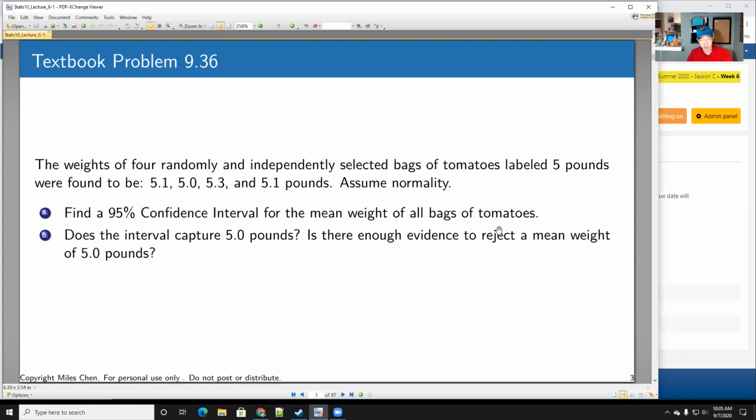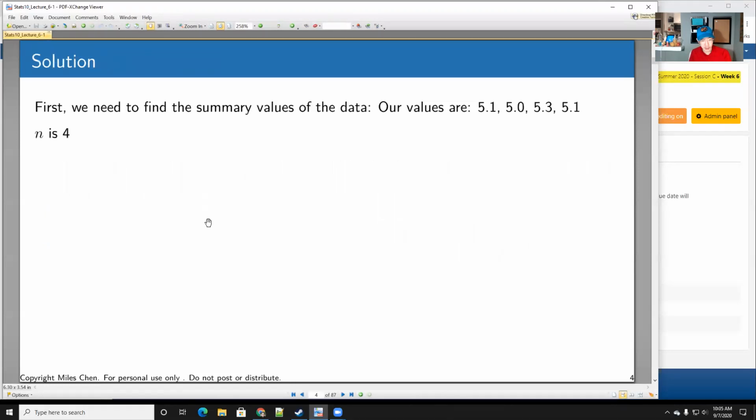This goes back to chapter 3, when we were covering numeric summaries for samples. Our 4 values are these 4 numbers, and the sample mean, x bar, is you just add those 4 numbers up and divide by 4. When you do that, you get 5.125.